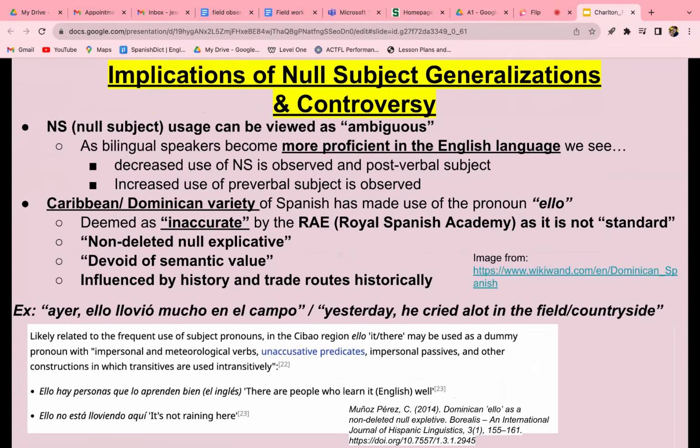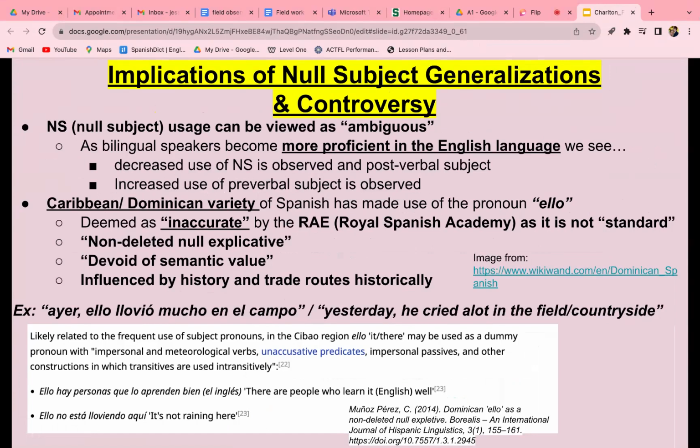I did want to note that within the Caribbean or specifically Dominican variety of Spanish, there is another pronoun that is common or is seen, and that's called the ello pronoun. It's not el, it's not ella, it's ello. This is very specific to that region, to that variety of the Spanish language, and it's directly influenced by the history and trade routes of that area.